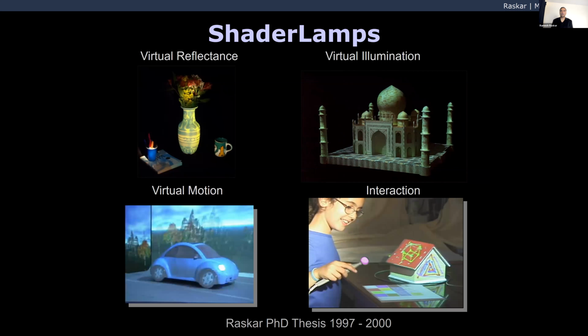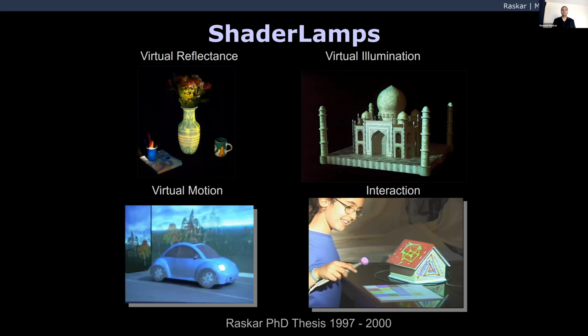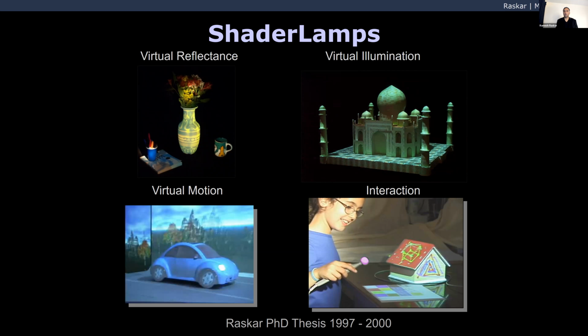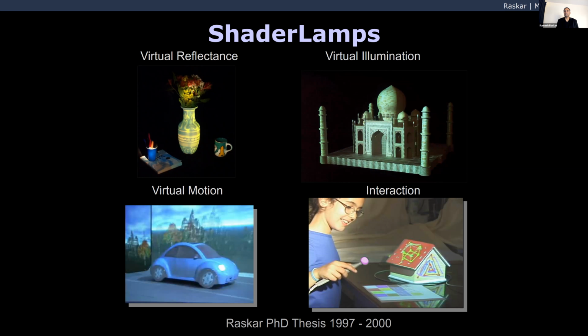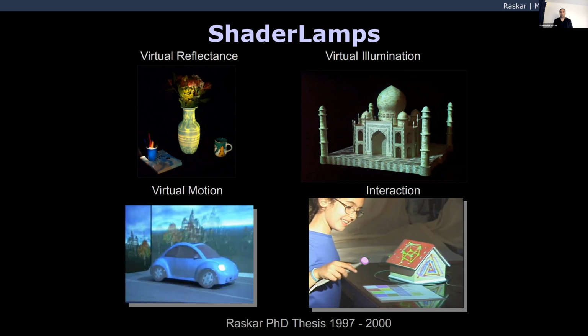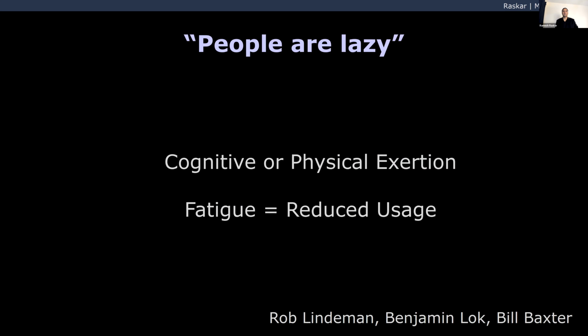And this notion of shader lamps, which are projectors that are providing shading information. And with that, you can do a lot. You can create virtual motion, you can create interactions, virtual reflectance, virtual illumination. On the top right, you have a neutral colored white model of the Taj Mahal, but by using projectors, we're able to add texture to it and create illusions of illumination change and motions and vibrations and all those things. So the multimodal aspect of augmented reality is very critical.